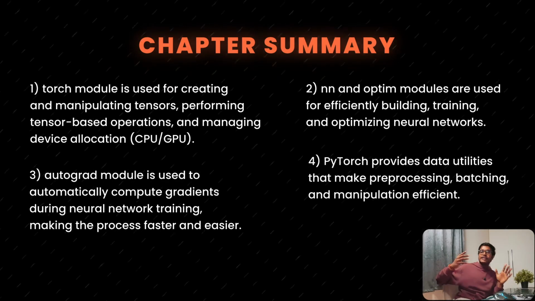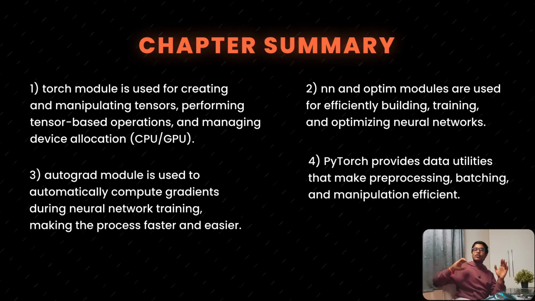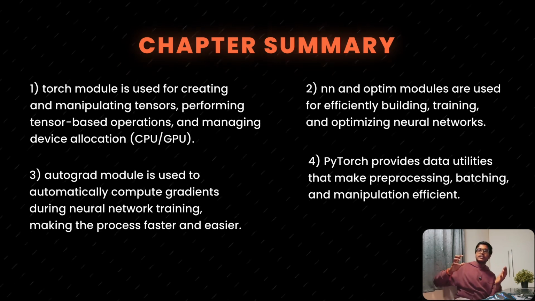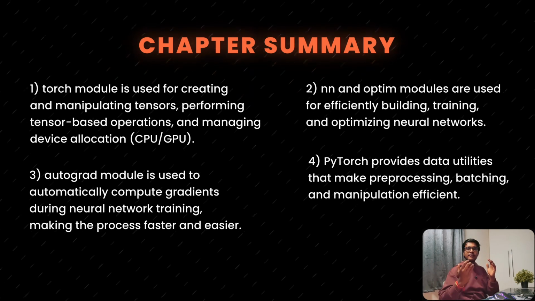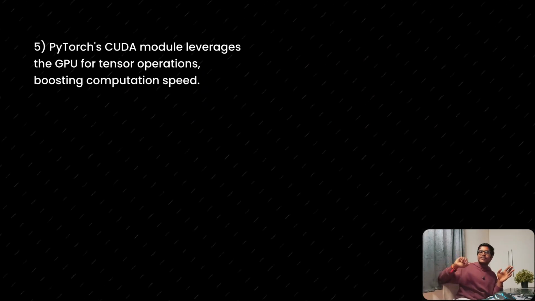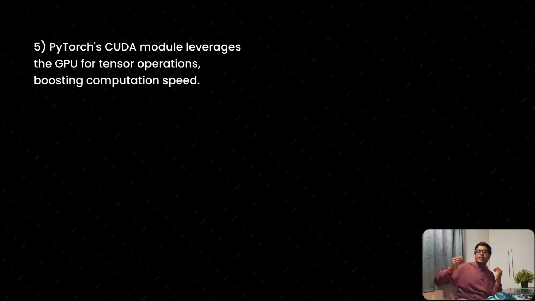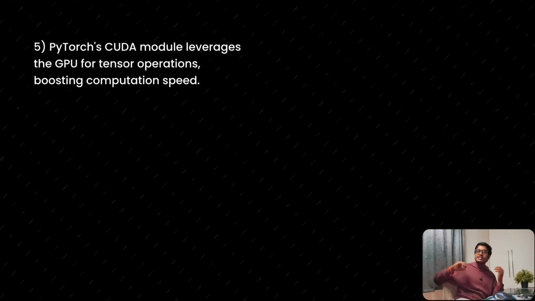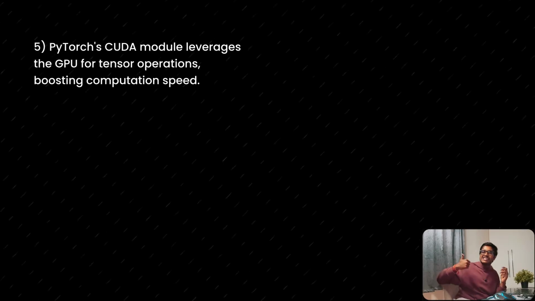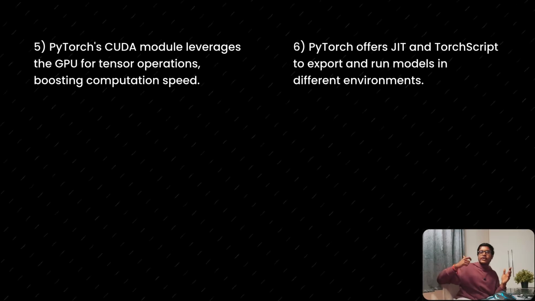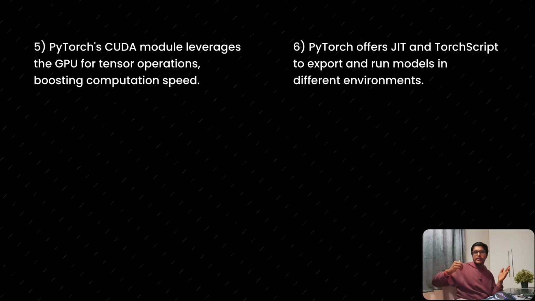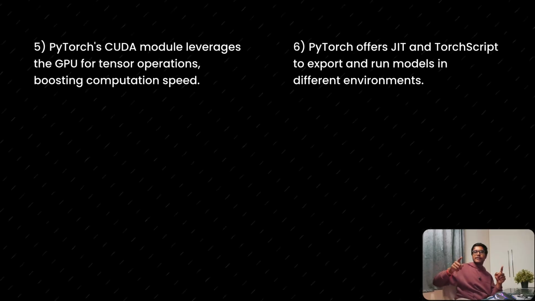Fourth, we have data utilities, which make the whole process of bringing in data, storing data, data manipulation, data batching, and preprocessing very simple and efficient. Fifth, we have the CUDA module, using which we utilize the GPU whenever we are doing tensor based operations so that we get an instant speed up. And lastly, we have JIT and ONNX, using which we can use our PyTorch models in other environments, which ensures cross-environment compatibility.